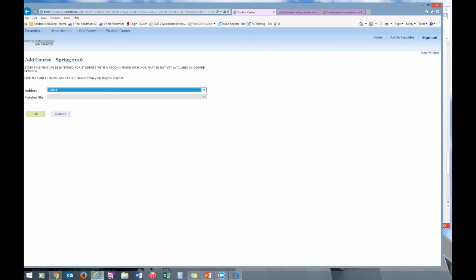So you should only click this, and we even have a little text up here that says, stop! This feature is intended for students with a second major or minor that is not yet available in the degree planner. So please don't use that unless you know your minor or your second major isn't built yet and you need to add those requirements.